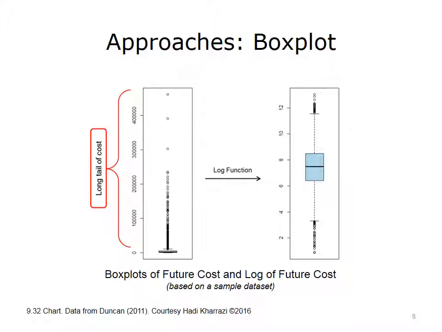The left box plot shows the long tail of cost, while the right box plot shows the more distributed log transformed version of cost. Note that a considerable number of outliers, represented by the dots at the two tails of the box plot on the right, still remain after the log transformation.